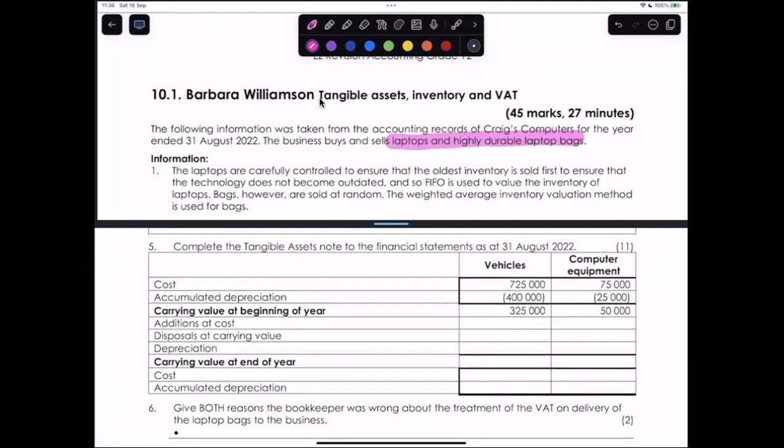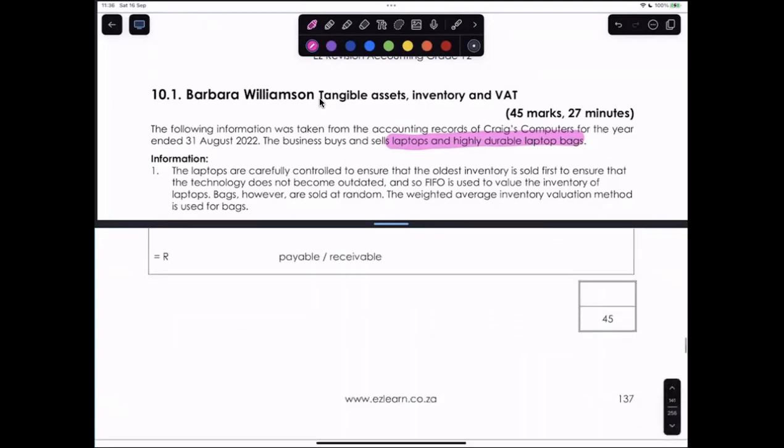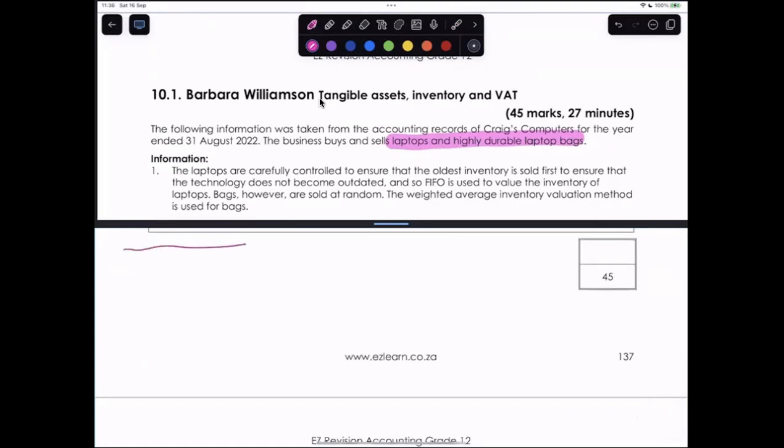Complete the tangible assets note to the financial statements. And you can see here that we do have vehicles, as we've seen, and computer equipment. As always, go and do T accounts for those. There's a little bit of space at the bottom of the page, so I would just do it over here. And I would show a T account for my vehicles, as well as the accumulated depreciation on vehicles. And then I would show my computer equipment and my accumulated depreciation on computer equipment.